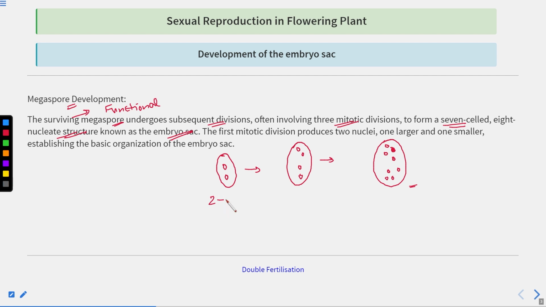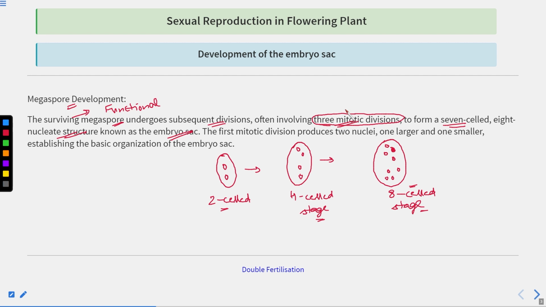So this is the 2-celled stage. Then you have the 4-cell stage, and then you have this 8-celled stage, or you can say 8-nucleate stage. This is 4-nucleate stage, this is 2-nucleate stage, and then after this there is a formation of the cell wall, and then finally the antipodals are formed at the chalazal end. Egg apparatus is formed at the micropylar end, and in the center are present 2 polar nuclei. Clear? So the functional megaspore undergoes 3 mitotic divisions.